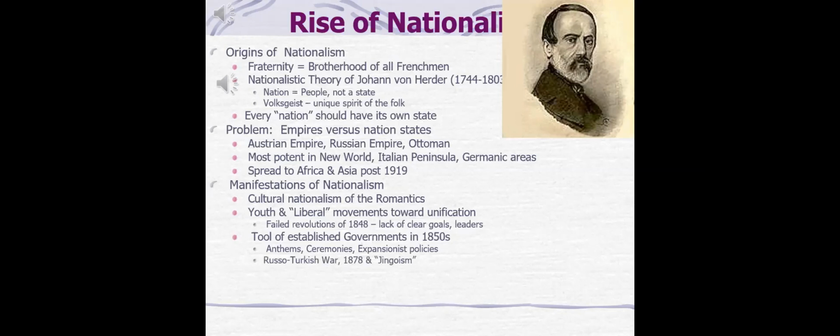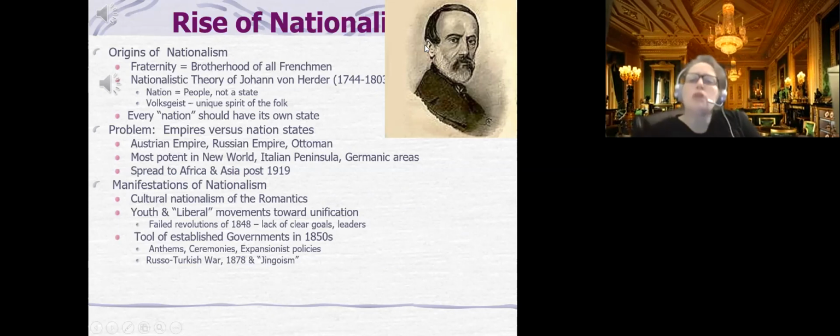Sometimes this nationalism resulted in warfare in the 19th century. Things like the Russo-Turkish War of 1878, which is going to coin a term, jingoism, which means extreme nationalism, belligerent nationalism. Not just, I like my country, but my country is the best and must conquer all of you. That's belligerent nationalism. And the term jingoism comes from a song that's sung in the music halls of England.